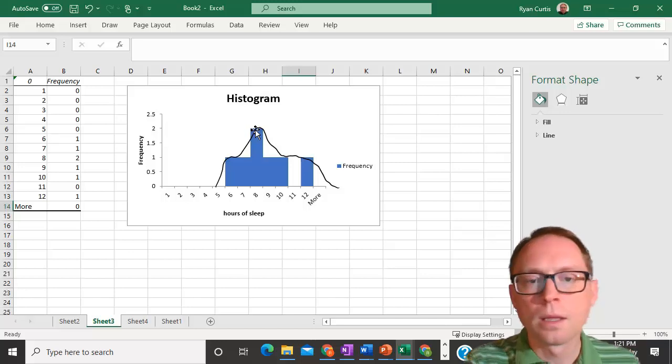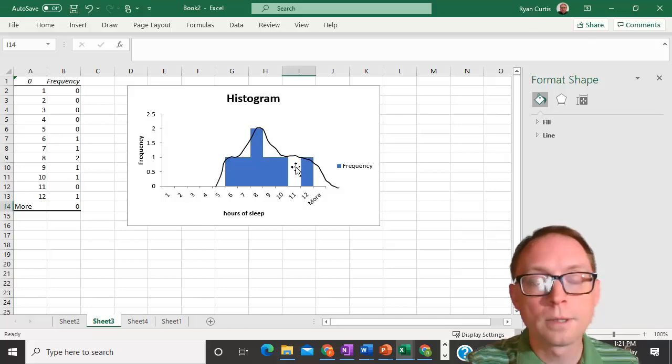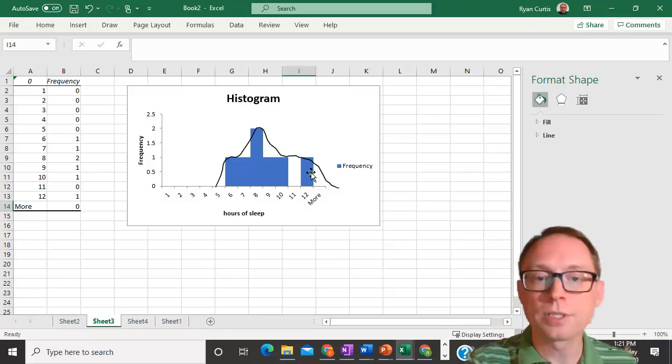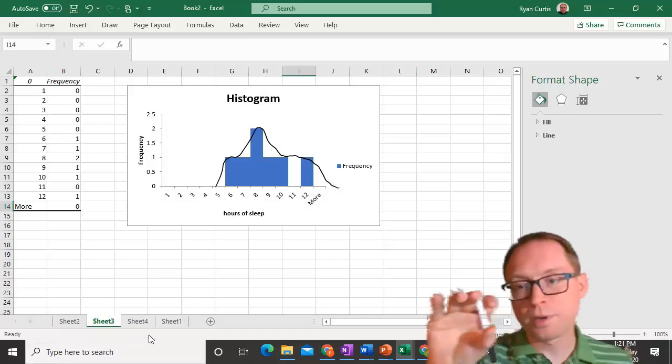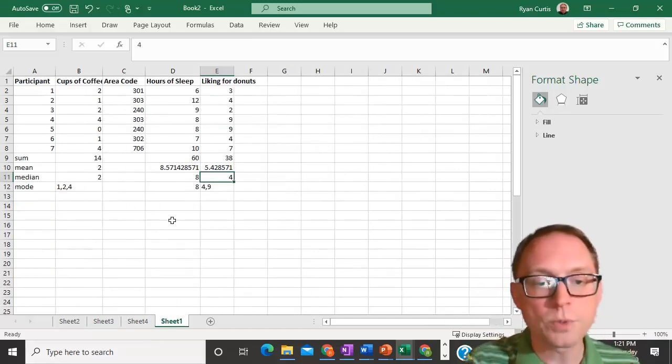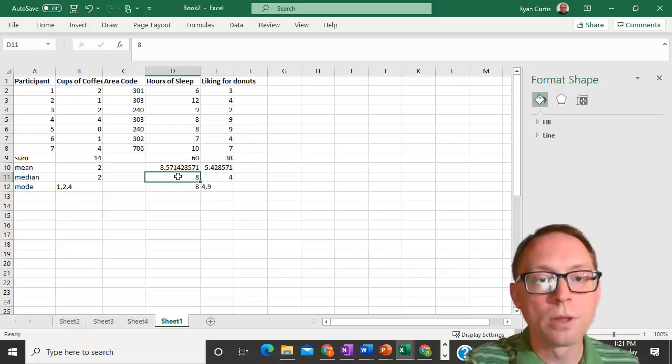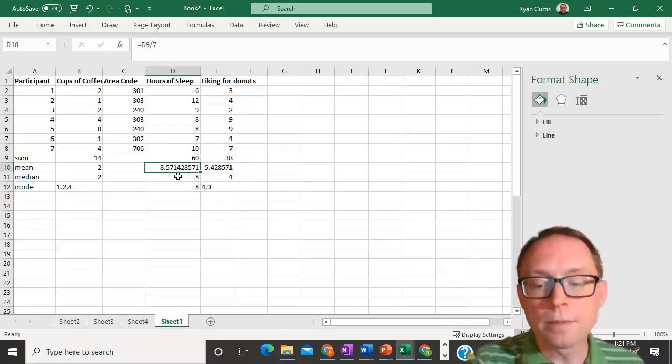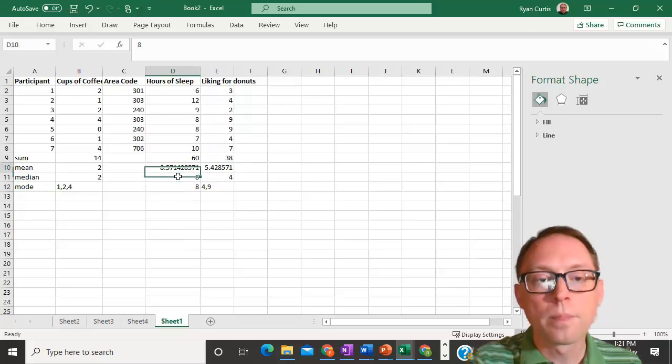Is this distribution skewed? The answer is yes, it is positively skewed. It's being skewed up by these 12-hour sleep people right here. It looks symmetrical until you add these guys on. They're pulling it up. We can see this when we look at the average of hours of sleep. The median and the mode are 8, but the mean is 8.57.